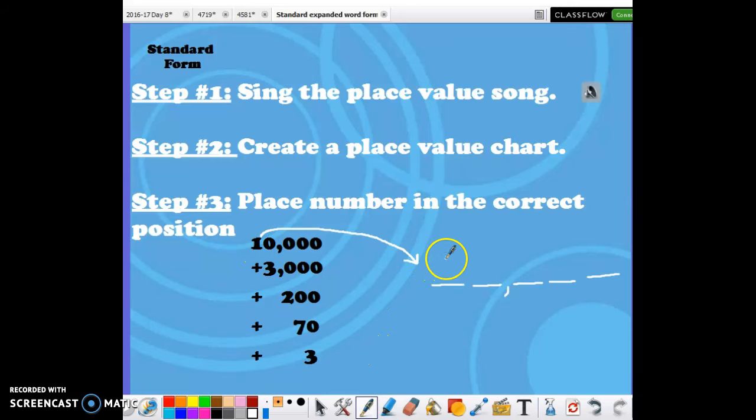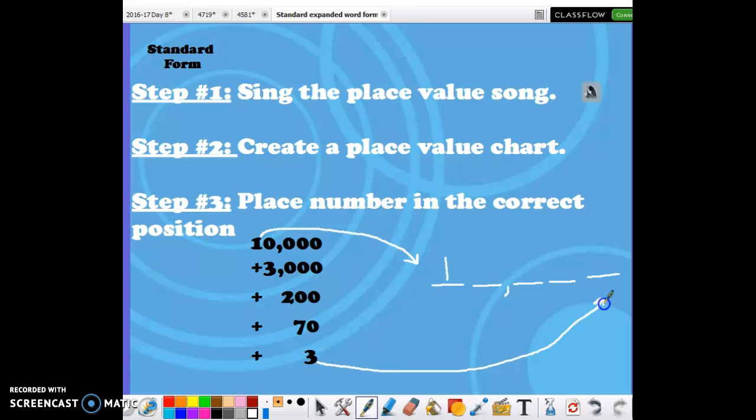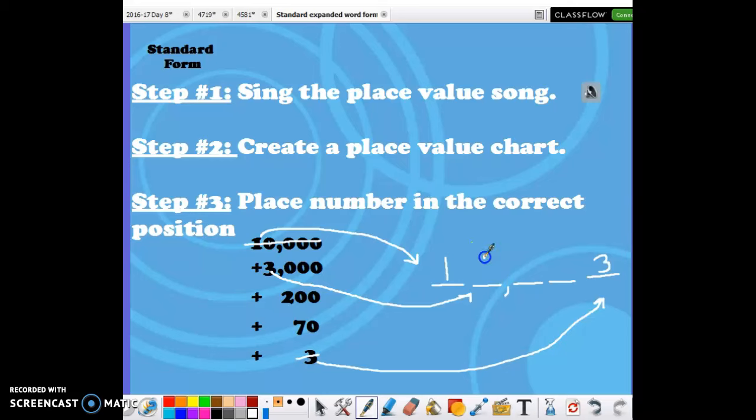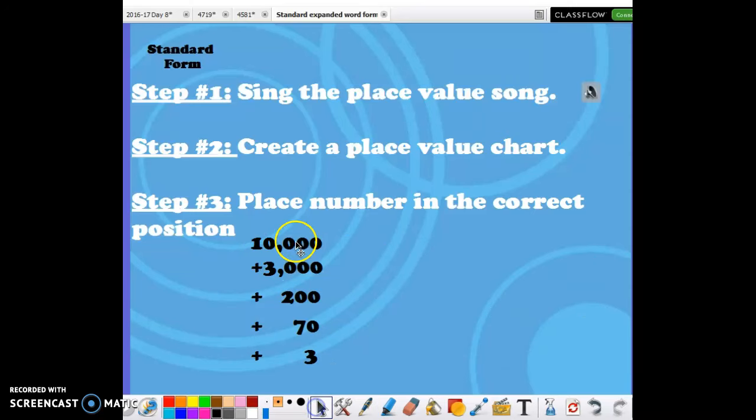So you can either start with the largest digit, which is where the 1 is, in the 10,000s place value, or you could start with the lowest digit, which is where the 3 is, and put it in the ones place value. However you do it, I start crossing out these numbers and place the other correct numbers on their correct digit to write a number in standard form, taking this expanded number and easily using this chart to place the numbers in the correct position. The 2 is in the hundreds place value, and the 7, or 70, is in the tens place value. So this number, 10,000 plus 3,000 plus 200 plus 70 plus 3, is actually 13,273 in standard form.